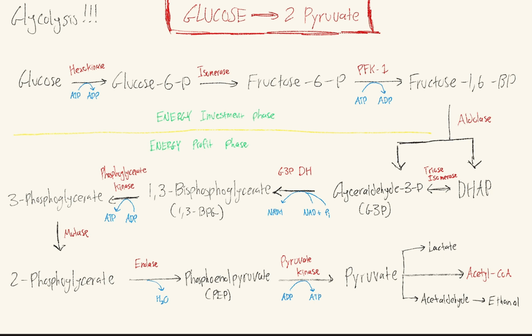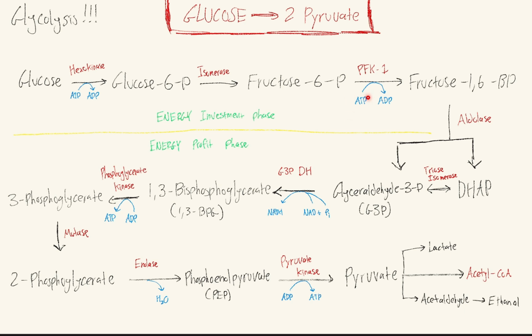Nothing really matters here except for the fact that we're turning glucose 6-phosphate into fructose 6-phosphate. The same cannot be said, though, for the next step, which is going from fructose 6-phosphate to fructose 1,6-bisphosphate. And I've abbreviated that as fructose 1,6-BP. And the enzyme that catalyzes this is PFK1, which stands for phosphofructokinase 1.